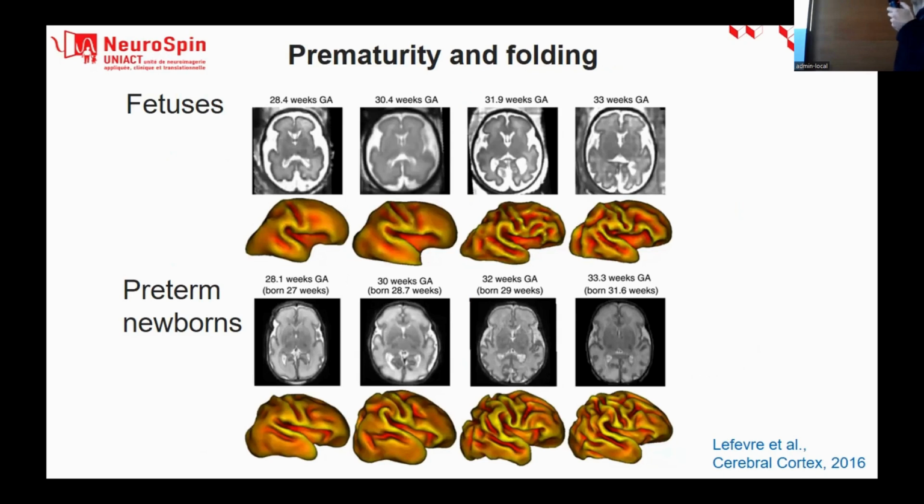And if you look carefully at this picture, here fetuses and at the bottom preterms, you rapidly realize that there's a lot of differences. In each column, it's the same age. For instance, you see that the fetus brain is surrounded by a lot of CSF, which is not the case of preterm, which is very surprising.